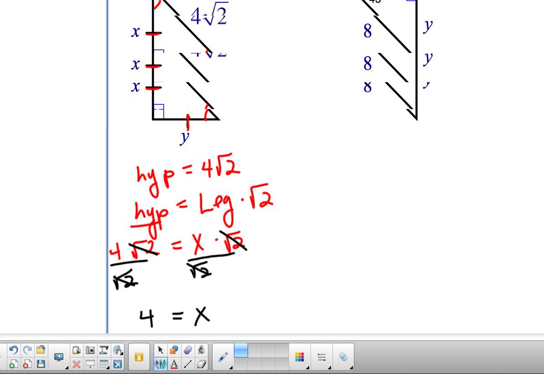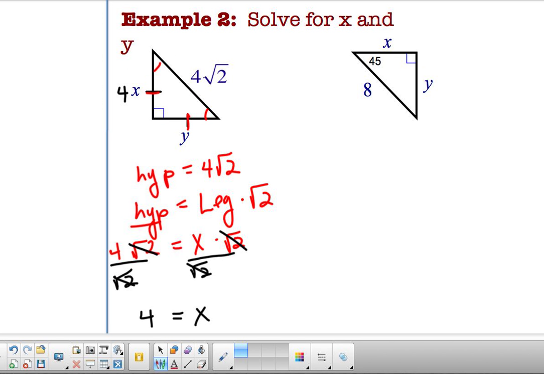Root 2 divided by root 2 is 1, and the same happens over here. Root 2 divided by root 2 is 1, and so we can see that all that's left is 4. So x is 4. Now go back up to my picture. If x is 4, y is also 4 because it's an isosceles right triangle. Let's look at the next example.